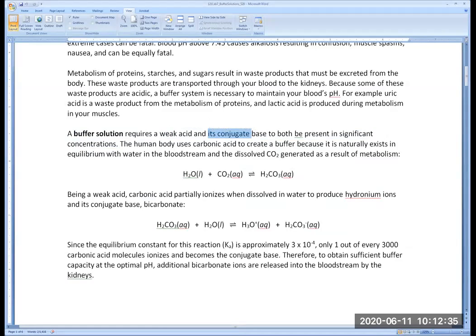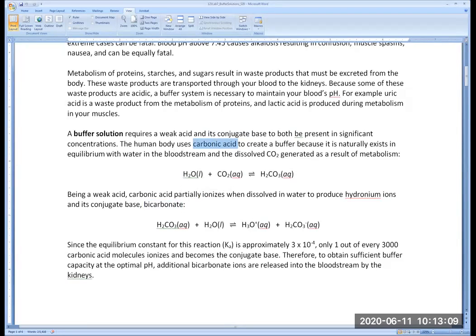And so the human body has several buffer systems, but it uses mainly carbonic acid and the bicarbonate ion to make a buffer in the blood. And so why this one? It's because it's convenient, because carbonic acid naturally exists in equilibrium with water in the bloodstream.